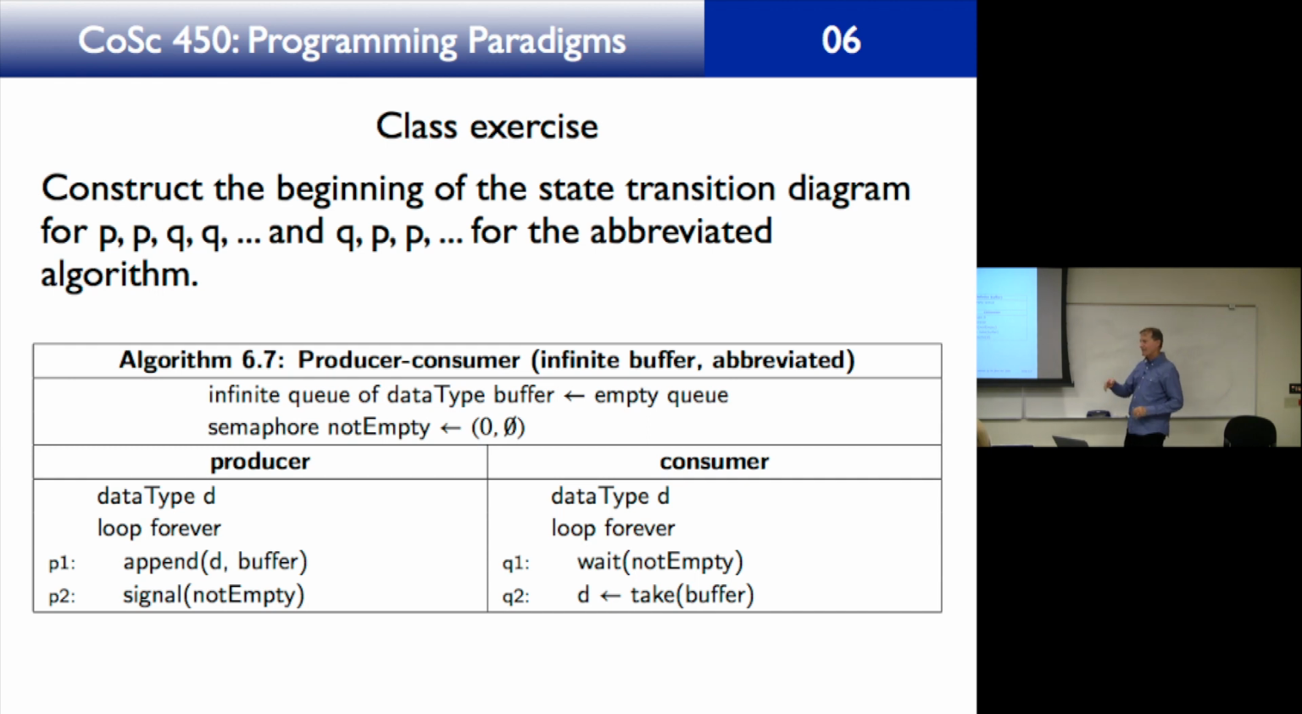So S.B, it represents the number of items in the buffer. Actually, it does. That's a good point. And so the interpretation then is that S.V represents the number of items in the buffer. Yeah, that's exactly what that is.